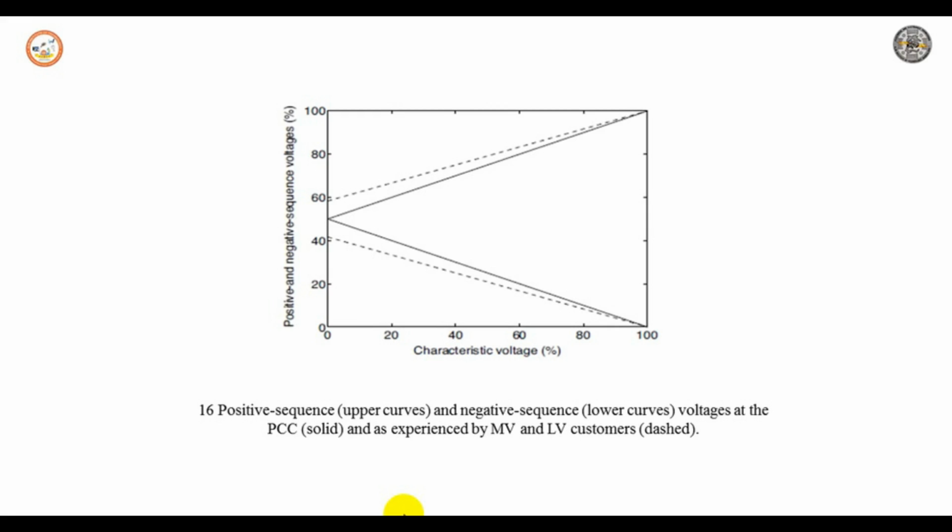For type D dips, combining the above equations will give the relationship between the lowest phase to neutral voltage at the PCC and in the distribution network.